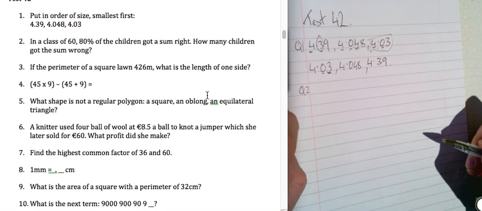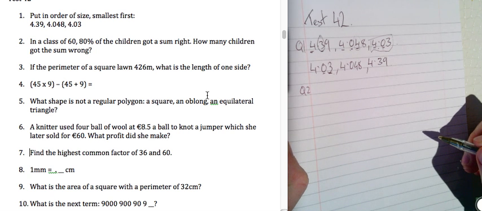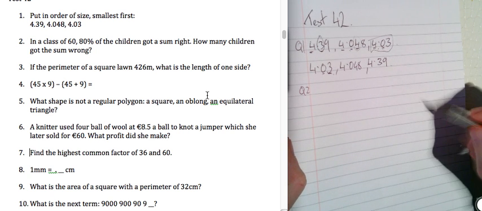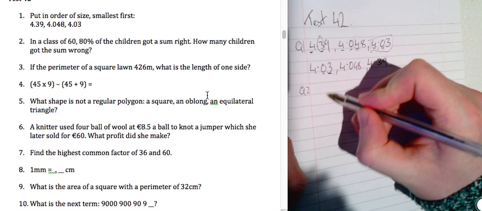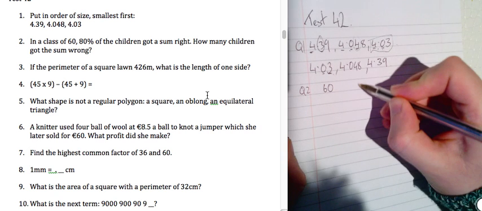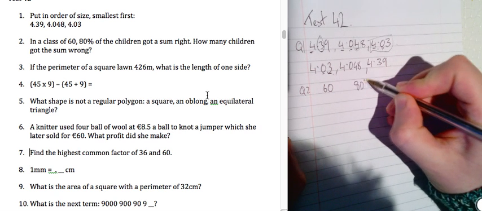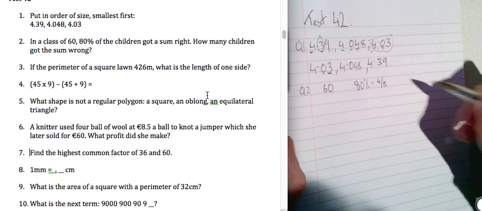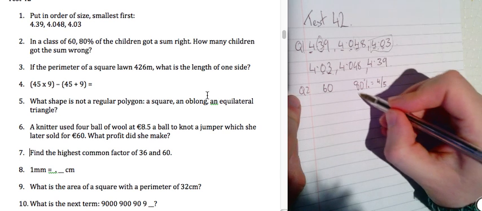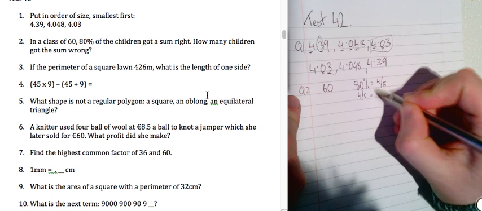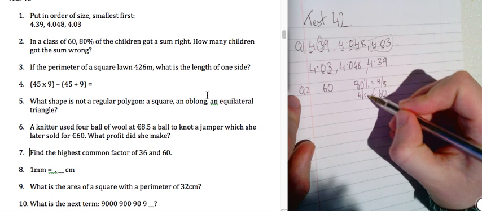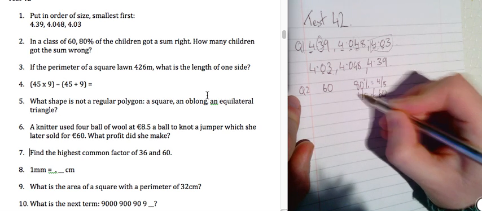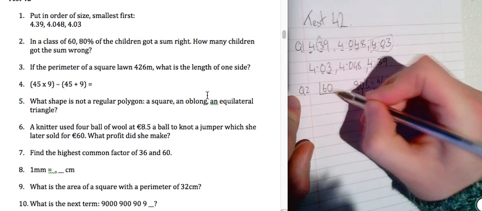In a class of 60, 80% of the children got the sum right. How many children got the sum wrong? 60. Now we know for sure 80% is equal to 4/5. Okay, so I need to get 4/5 of 60. So I divide by the bottom and I multiply by the top.